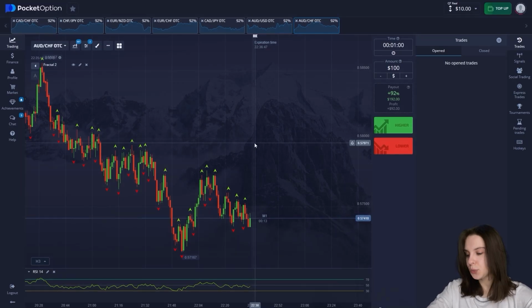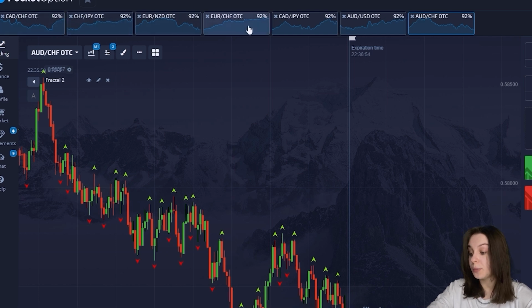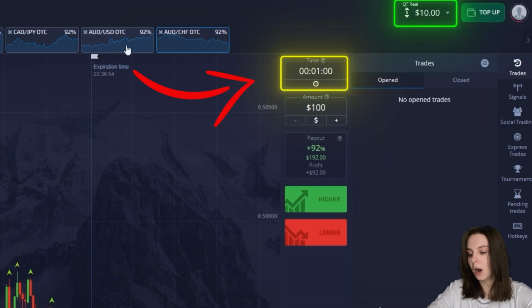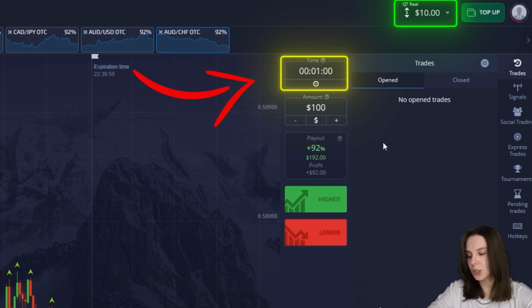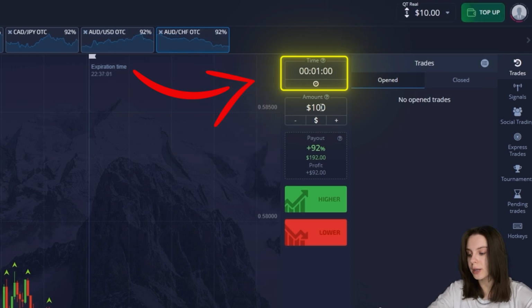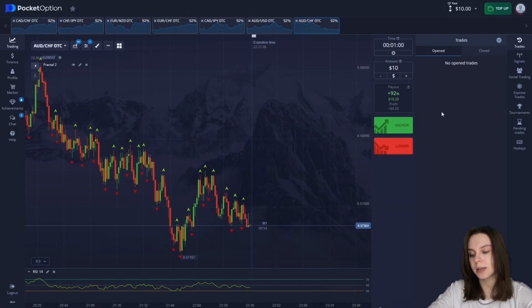Here, dear traders, we are already on PocketOption, and as always, we quickly check all the parameters. We have trading on currency pairs. The time, of course, is a minute as always. For the video, this is ideal. Third one is the balance. We have $10, so the transaction amount is also $10. Further, we will increase it as our balance grows.